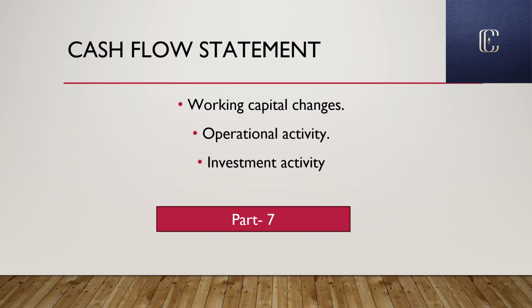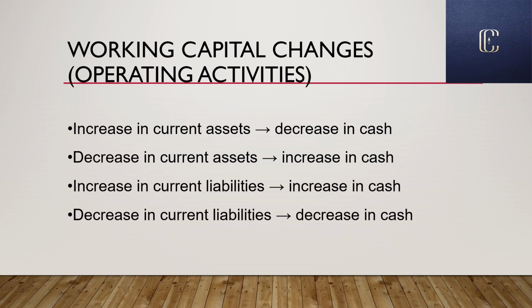Topic: Cash Flow Statement, Part 7. Today we will discuss working capital changes, operational activity, and the investment activity. In the indirect method, after adjusting net profit for non-cash and non-operating items, the next step is to adjust for working capital changes.